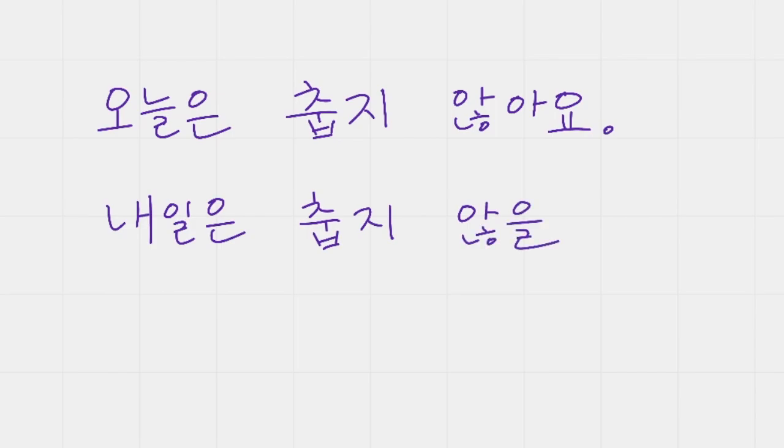않을, and then 거예요. 내일은 춥지 않을 거예요. It won't be cold tomorrow. Again, the other form that we learned previously. 내일은 안 추울 거예요, right? And you do need to know both forms.